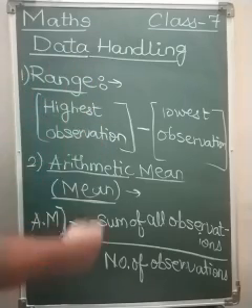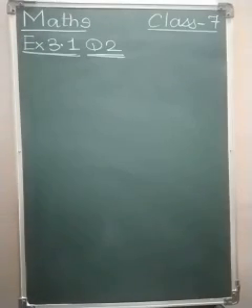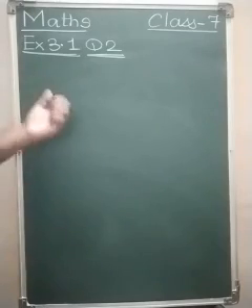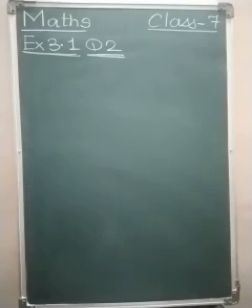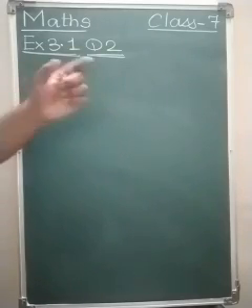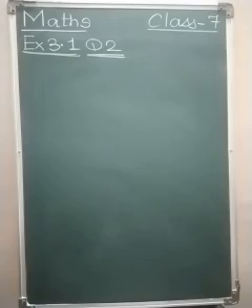So these are the two representative values that we are going to see, and exercise 3.1 is totally based on these two representative values. We have seen the two representative values, that is range and arithmetic mean, or simply mean, and we are moving towards exercise 3.1, and we start with question number 2, because question number 1 is a practical sum.